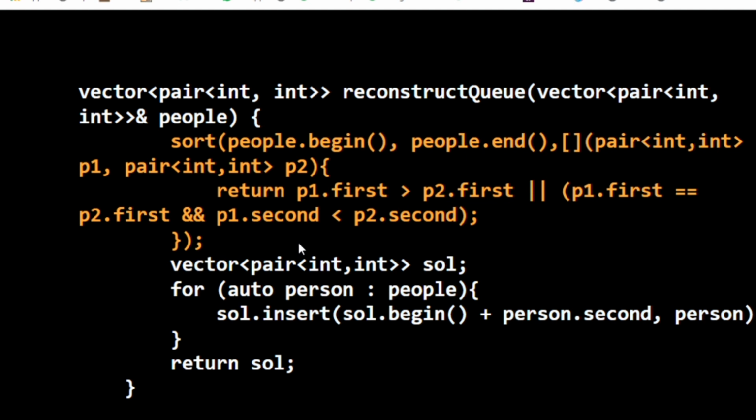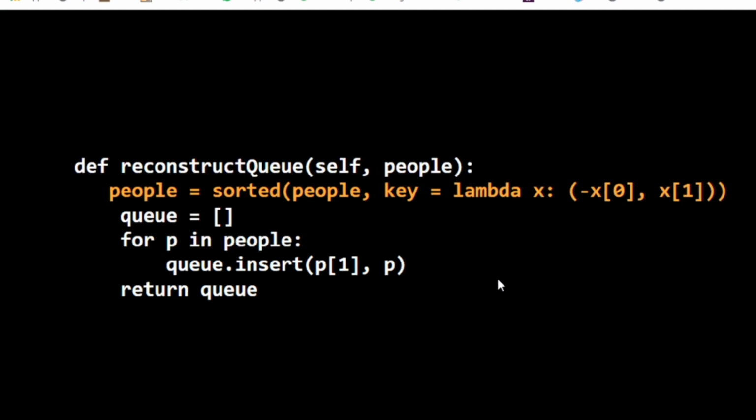So for C++ we have this. Firstly we are sorting our vector on the basis of the condition we discussed, and then we are adding each value to a new vector called solution as per their new indexes, and finally returning the solution. So in Python, we are firstly sorting the people on the basis of their descending heights and ascending value of people in front of them. Then we are making a queue, that is an empty list. Then we are inserting the people on the basis of their new indexes in the queue, and finally returning the queue. I hope you understand this.